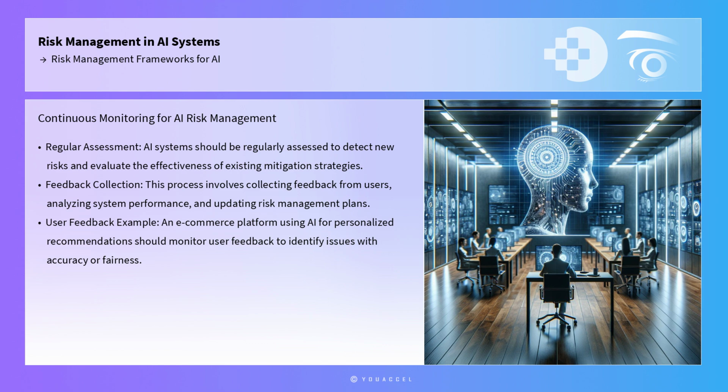AI systems should be regularly assessed to detect new risks and evaluate the effectiveness of existing mitigation strategies. This process involves collecting feedback from users, analyzing system performance, and updating risk management plans accordingly. For instance, an e-commerce platform using AI for personalized recommendations should monitor user feedback to identify any issues with the accuracy or fairness of the recommendations.